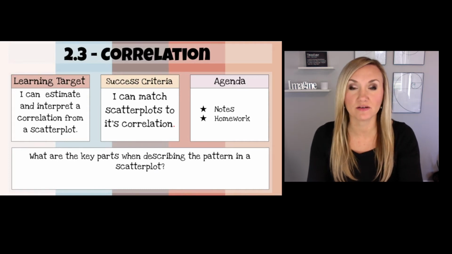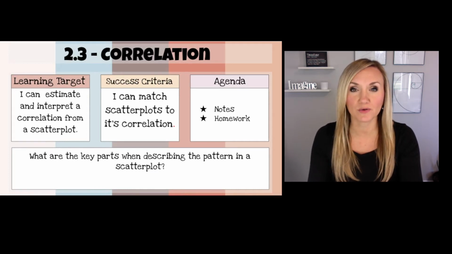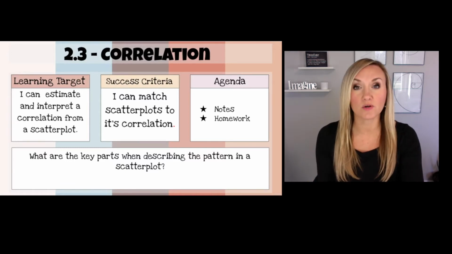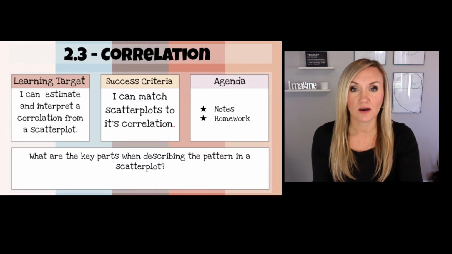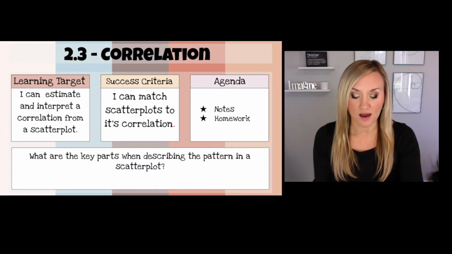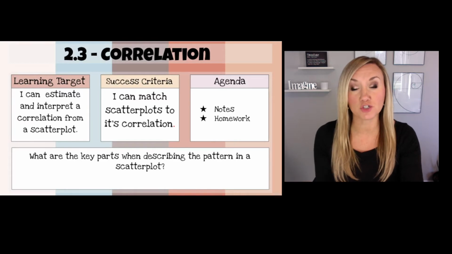We are now in lesson 2-3, where we are looking at correlation in scatter plots. Today you're going to be able to estimate and interpret the correlation when looking at a scatter plot. And you should be able to match scatter plots with their given correlation.